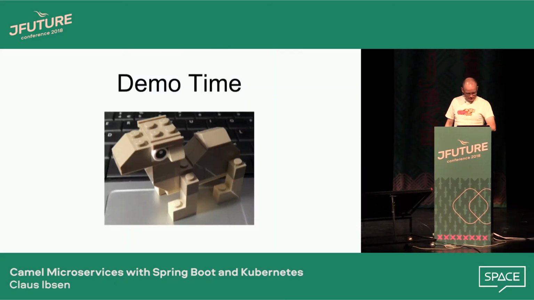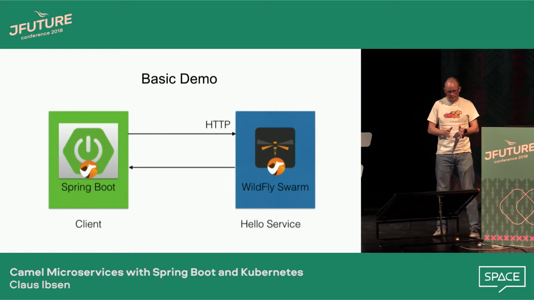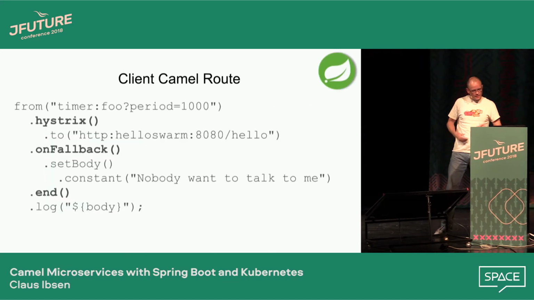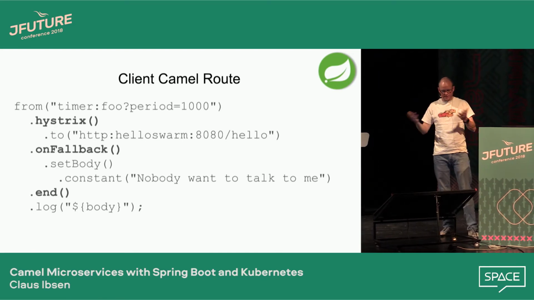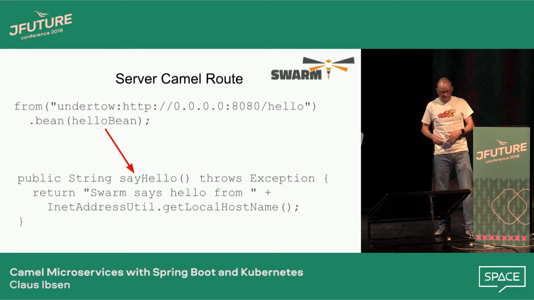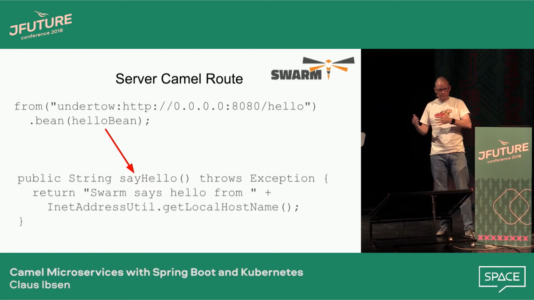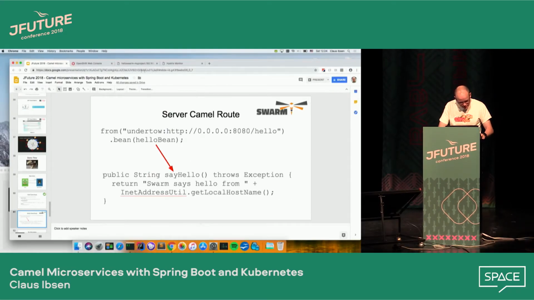So now we are getting towards a demo. This is a very simple demo. We have a client that calls a hello service using HTTP and gets a response. The client is invoked every second using a circuit breaker with Hystrix. If there's an error, it will say nobody wants to talk to me and log that. And the server is just accepting the HTTP call and executing a Java bean method, say hello, where it says Swarm says hello from, and then we get the host name. So it's dynamic. Now I will exit the slides and go and see here.